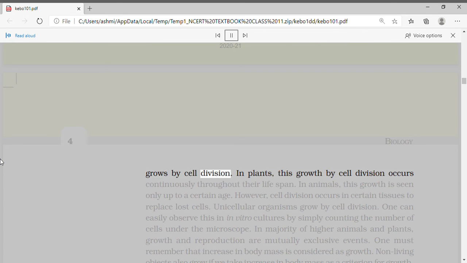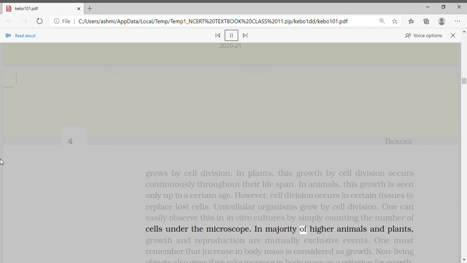In plants, this growth by cell division occurs continuously throughout their lifespan. In animals, this growth is seen only up to a certain age. However, cell division occurs in certain tissues to replace lost cells. Unicellular organisms grow by cell division. One can easily observe this in in vitro cultures by simply counting the number of cells under the microscope.